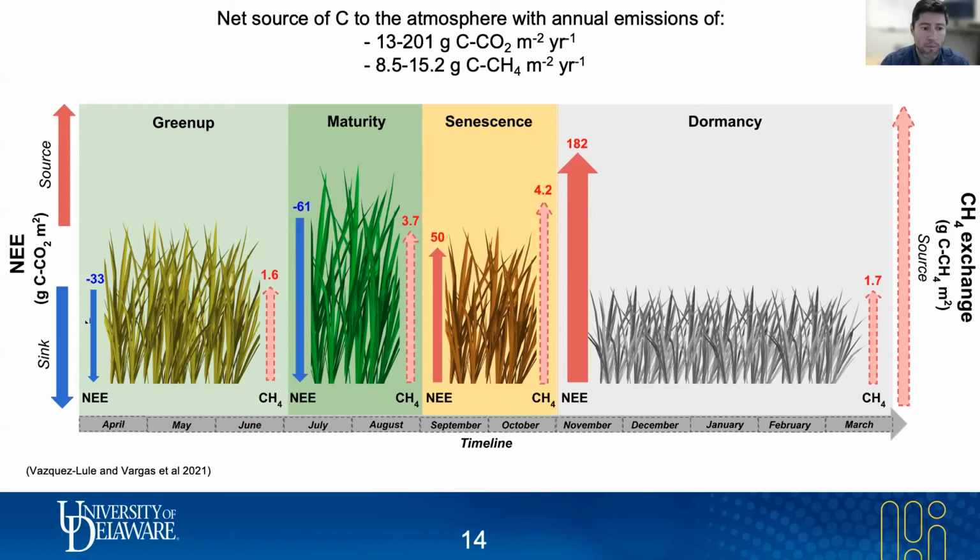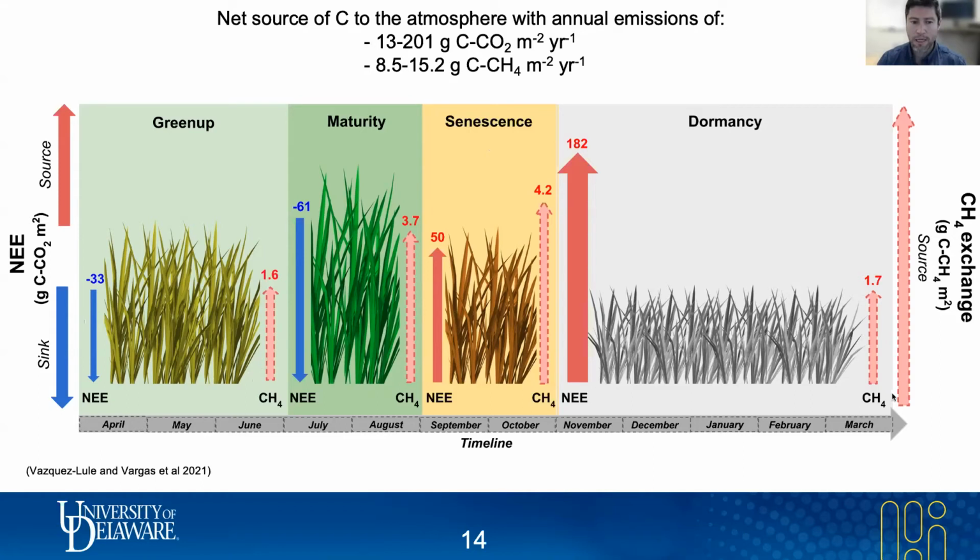During the green up and the maturity, the ecosystem behaves as a net sink of CO2, but a small or medium source of methane to the atmosphere. But then by senescence and the dormancy, the ecosystem becomes a net source of CO2 to the atmosphere, specifically during the dormancy, a very large season.